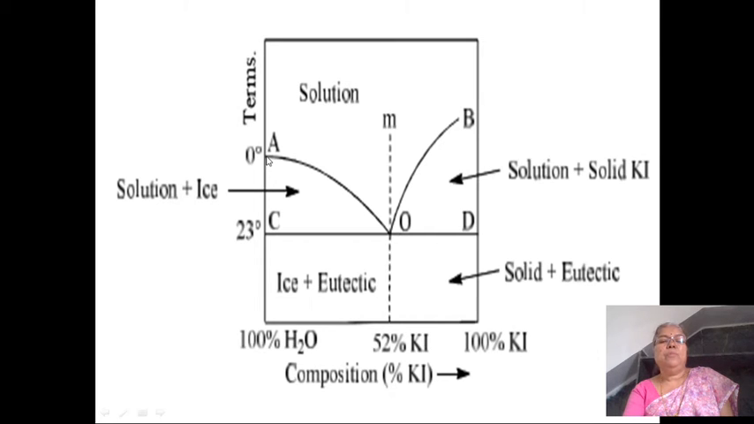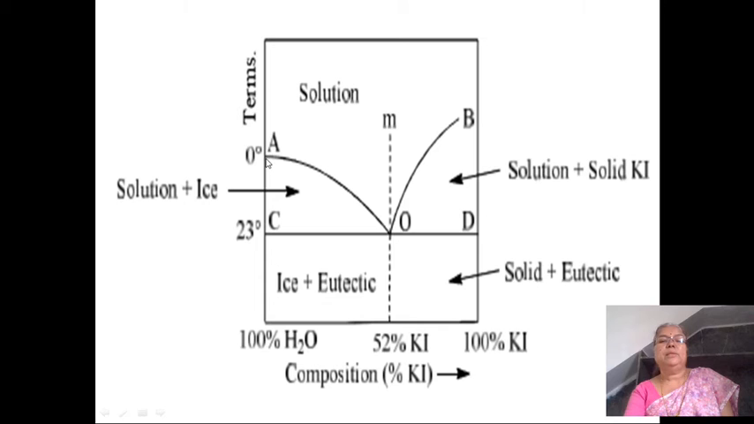Here, the freezing point of water is 0 degrees centigrade, shown here. And the melting point of KI is very high, so it is not possible to represent this B point on the axis. Remember well: in the case of any salt water system, the melting point of salt is never shown on the axis.